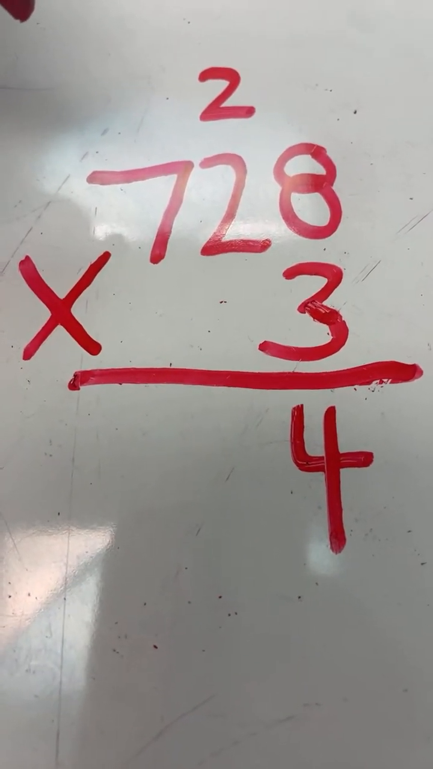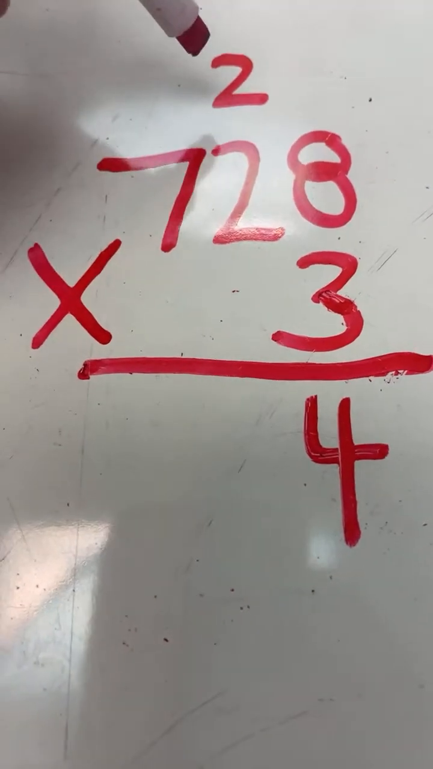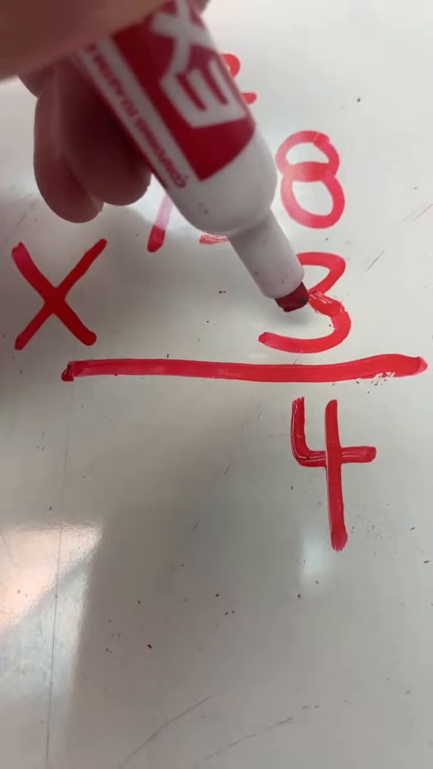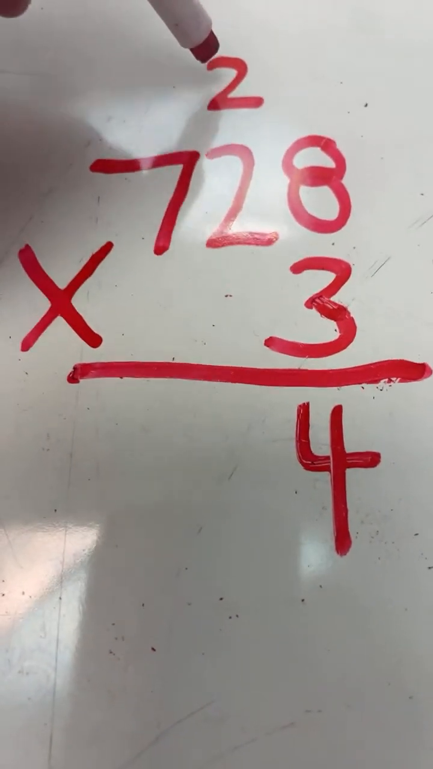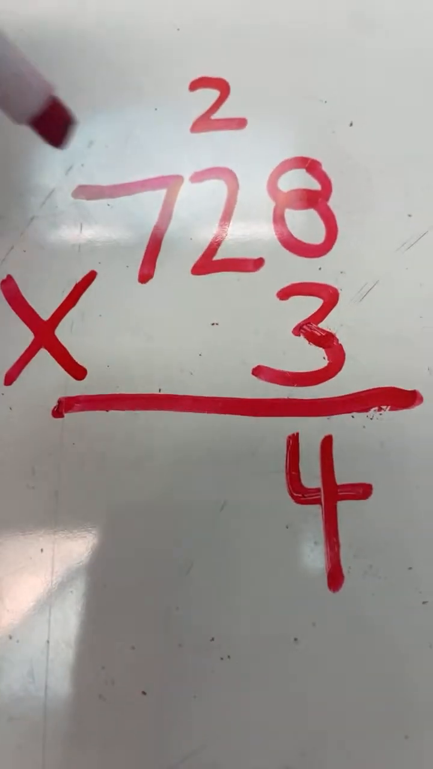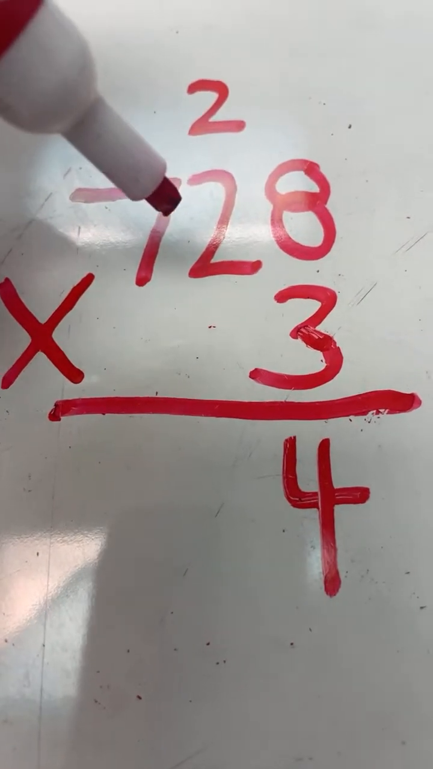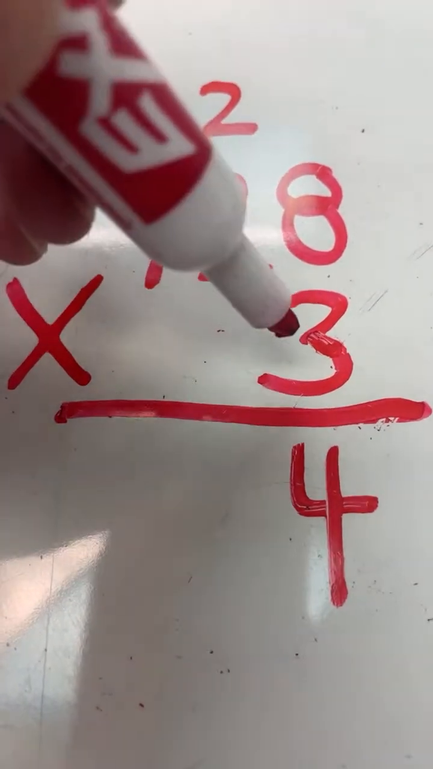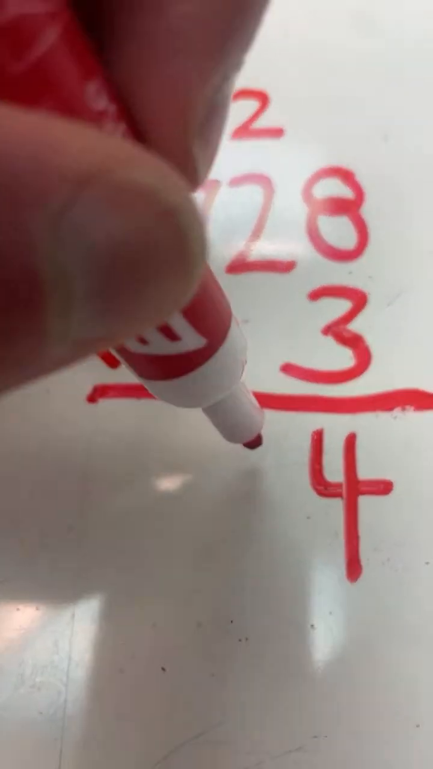Next, we have to multiply 2 times 3, and then we have to add the 2 that we're carrying over. So 2 times 3 equals 6. 6 plus 2 equals 8.